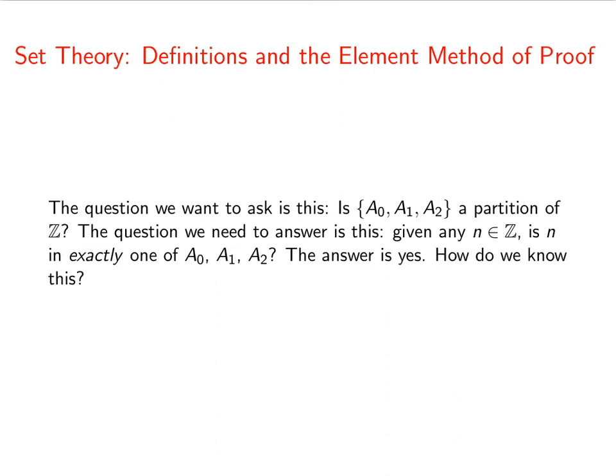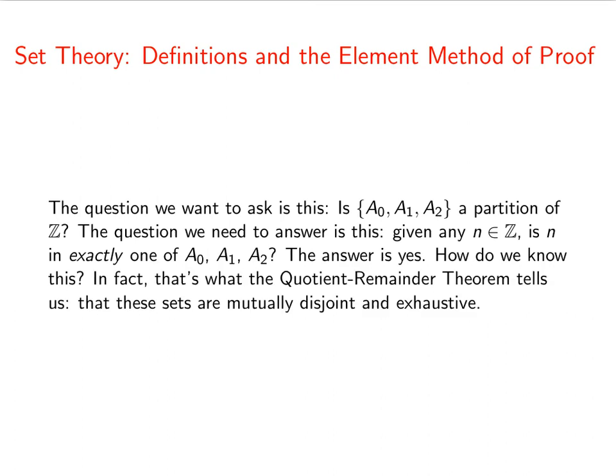And how do we know this? So it's the quotient remainder theorem that tells us these sets are mutually disjoint and exhaustive. Mutually disjoint, of course, there's no overlap because you can't have an integer with two different remainders when you divide by 3. And it's exhaustive. Every integer is represented in one of these sets.